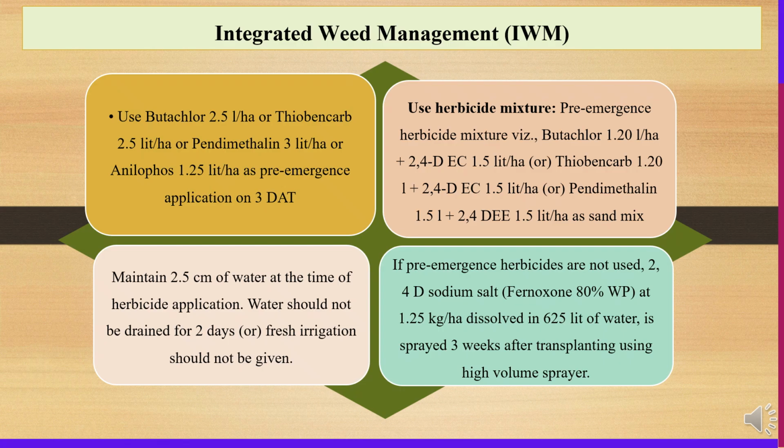Post-emergence herbicide option. If pre-emergence herbicides are not applied, control weeds with a post-emergent spray. 2,4-D sodium salt, Fernoxone 80% WP, at 1.25 kg per hectare. Dissolve in 625 liters of water and spray uniformly 3 weeks after transplanting using a high-volume sprayer.